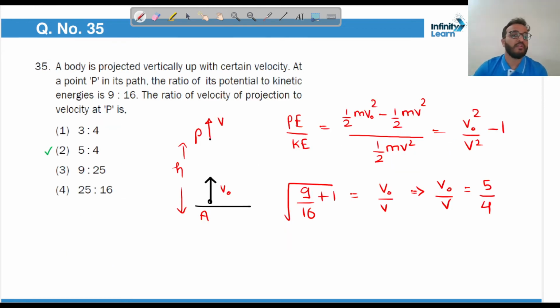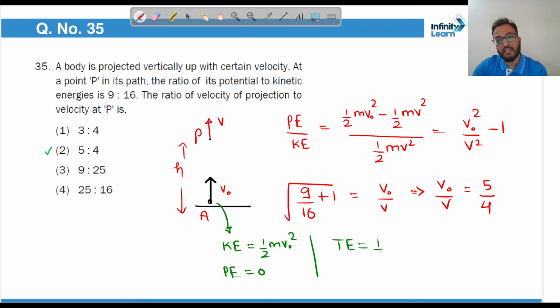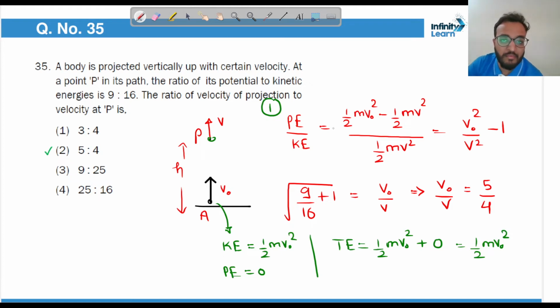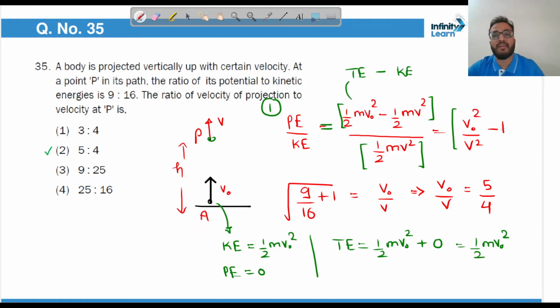A body is projected vertically up with velocity v naught at a point P. See, initially when it is at ground, you will say kinetic energy is half m v naught square and potential energy is 0. So total energy is half m v naught square plus 0. So I can say total energy is half m v naught square. Got it? Now let's begin with step number 1. Potential energy at any point upon kinetic energy at any point will be, what is potential energy? This is total energy minus kinetic energy, upon kinetic energy. So it becomes v naught square by v square minus 1. Now you solve it. Values are given and the answer comes out to be 5:4.